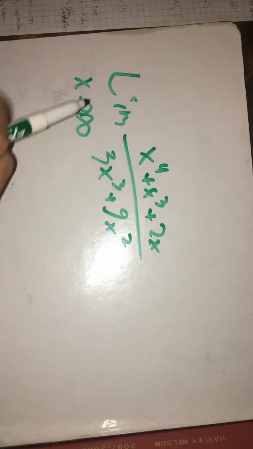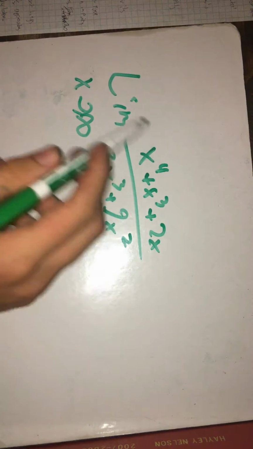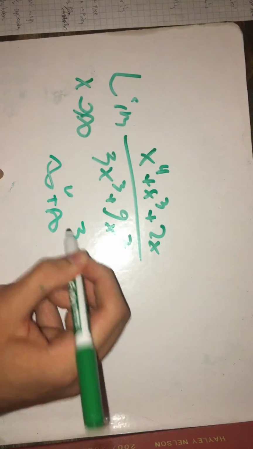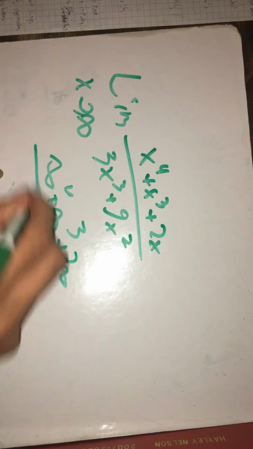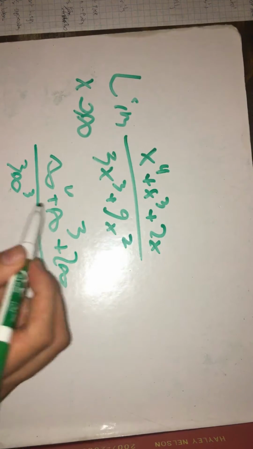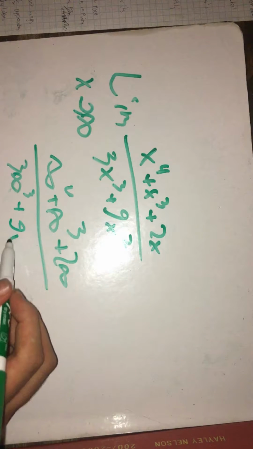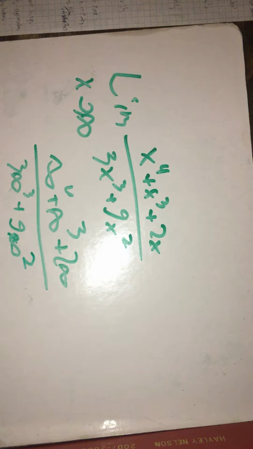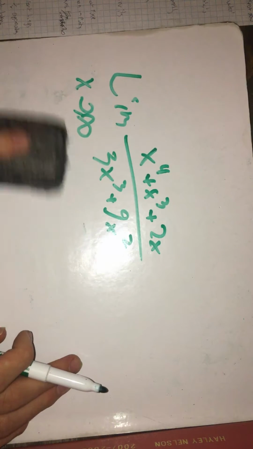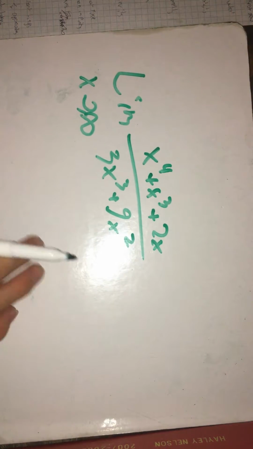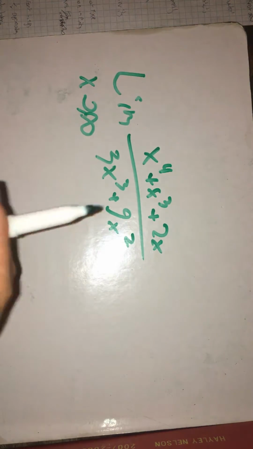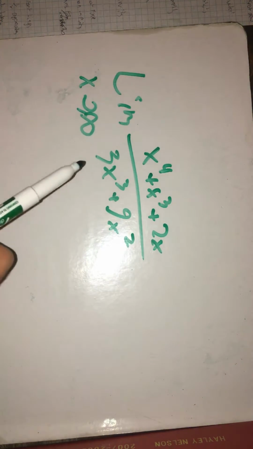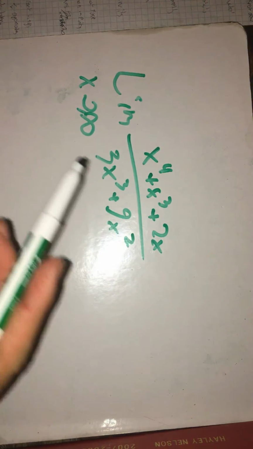If we just try to plug in infinity, it wouldn't work, because then we would have infinity to the fourth plus infinity to the third plus 2 infinity, all of that over 3 infinity cubed and 9 infinity squared. So we can't solve that. We need to find which one increases at the fastest rate. Obviously it's going to be x to the fourth. That's a cheaty, quick way to solve it.